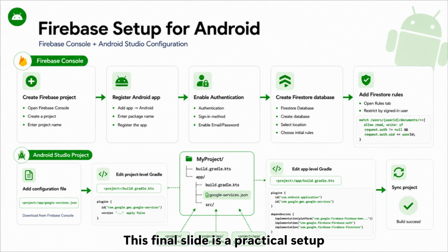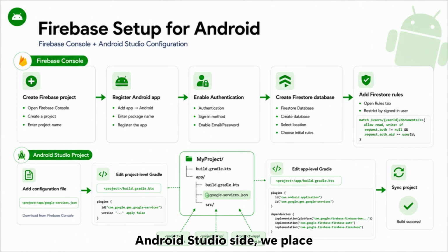This final slide is a practical setup checklist. Before the Android code can run, we need to configure Firebase and Android Studio correctly. On the Firebase console side, we first create a Firebase project. Then we register the Android app by giving Firebase the app's package name. Firebase then gives us the google-services.json file, which connects the Android app to the Firebase project. We also need to enable the Firebase services we plan to use, such as Authentication and Firestore.